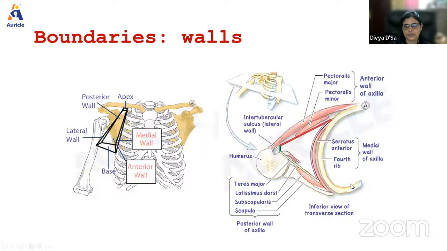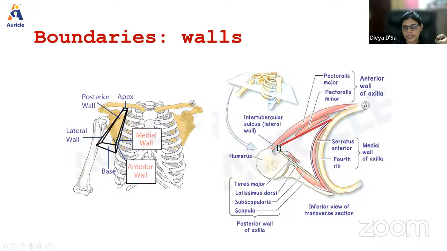Then coming to the walls, it will have an anterior wall, a posterior wall, medial, and the lateral wall. The medial wall is formed by the upper four ribs, the serratus anterior muscle, and the intercostal spaces with the intercostal muscles as well as the serratus anterior. Then the anterior wall is formed by the pectoralis major and pectoralis minor muscle. And the posterior wall here is formed by the teres major, latissimus dorsi, subscapularis, and the scapula. So that will be the posterior wall.